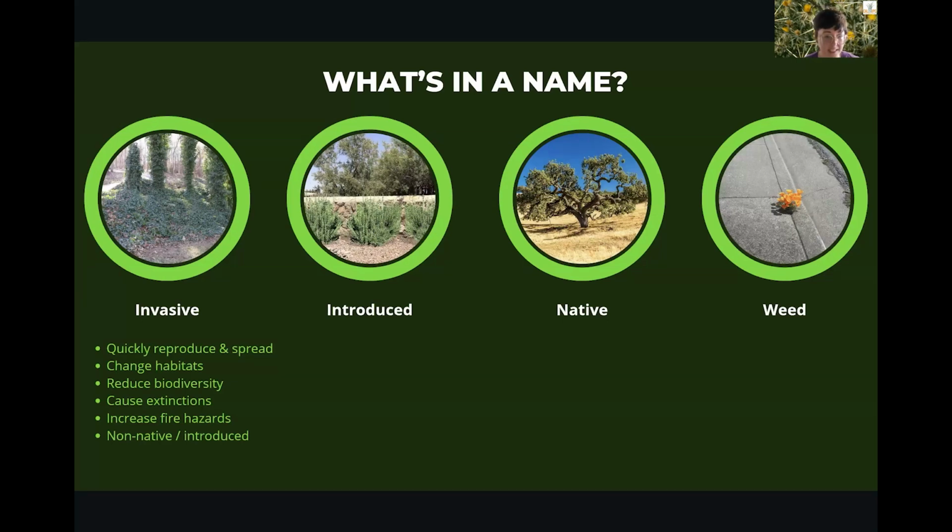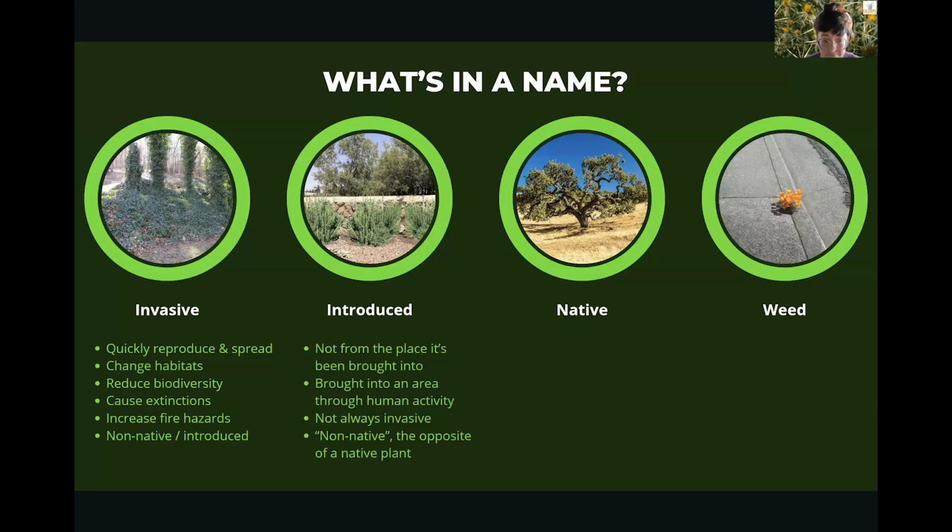So, begs the question, what exactly is an introduced plant? Here I've got a picture of some rosemary. Introduced means that it is not from the place that it has been brought into. Rosemary is European. It's been brought into the area through human activity. Plants generally cannot move purely by themselves or through animal transportation across, say, mountain ranges or across entire oceans. But humans are really amazing at traveling fast and far and bringing lots of stuff with us.